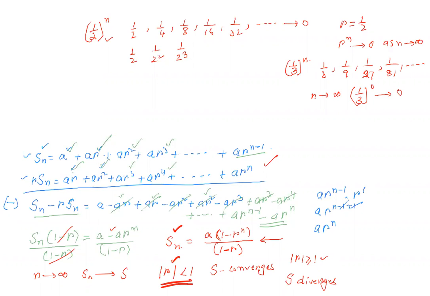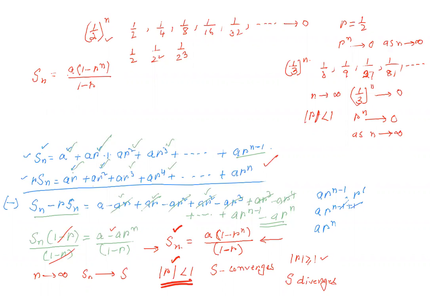As a matter of fact, it's not only for 1/3 or 1/2. For any R for which the absolute value is less than 1, R to the power n is going to approach 0 as n approaches infinity. That's what we are going to talk about here. Your S sub n is equal to A times 1 minus R to the power n over 1 minus R.